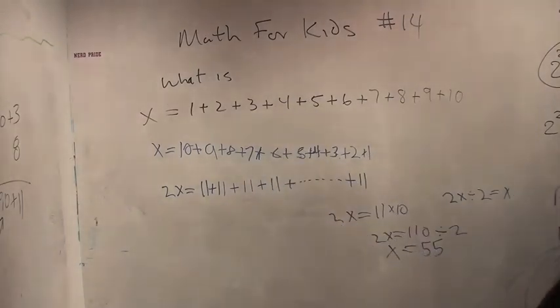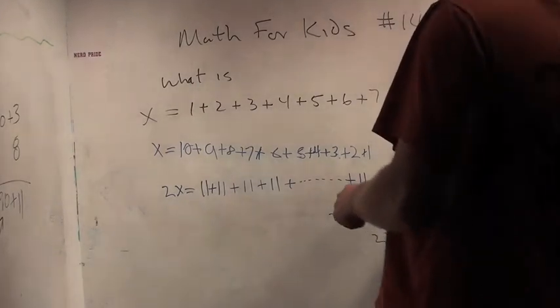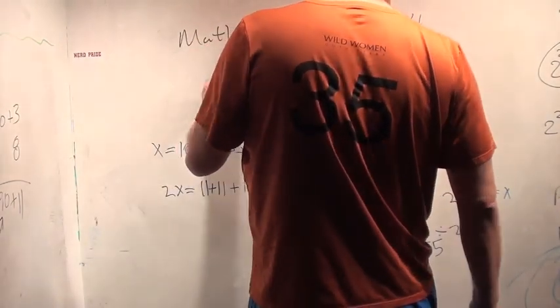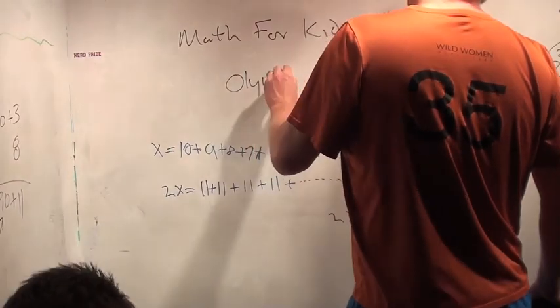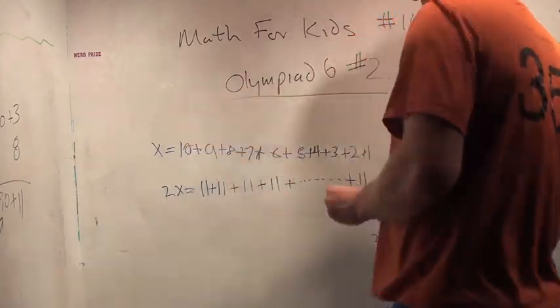Okay, good job, honey. Now what are the homework problems? Olympiad 6, number 1 and number 2. All right, so we just showed you how to add up 1 through 10. And the homework is Olympiad 6, number 2. That's awesome!